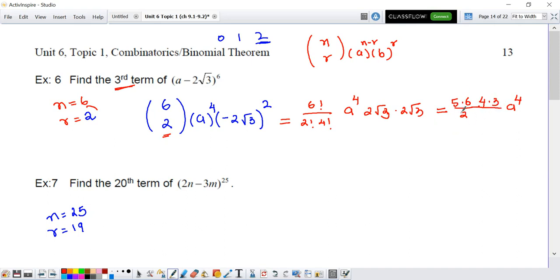You are expected to simplify this number. 5 times 4 is 20. 20 divided by 2 is 10. 6 times 3 is 18. And 18 a to the 4. This is my entire answer, which means you need all of them. That's my third term. So let's practice some more of this kind of problem.